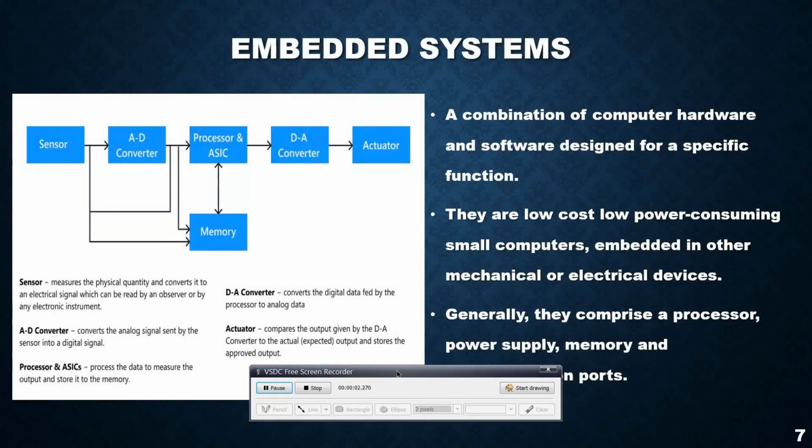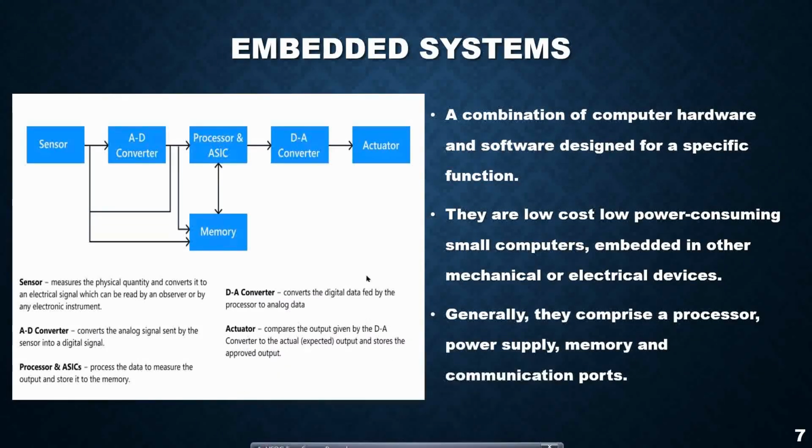The output of the digital to analog converter is fed to the actuator, which compares the output of the digital to analog converter with the expected output.